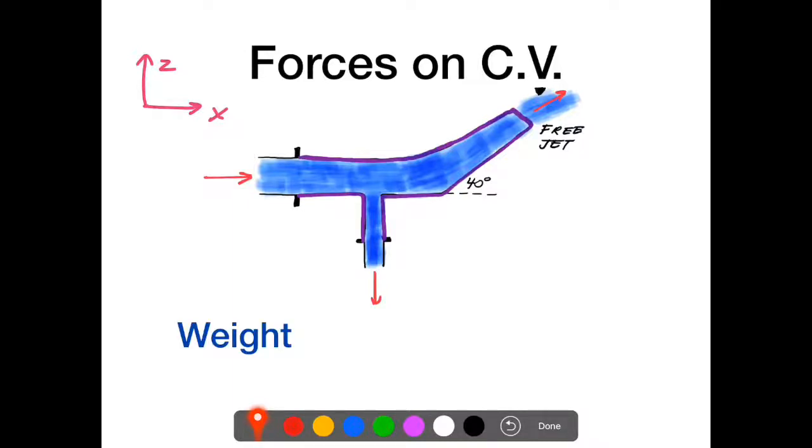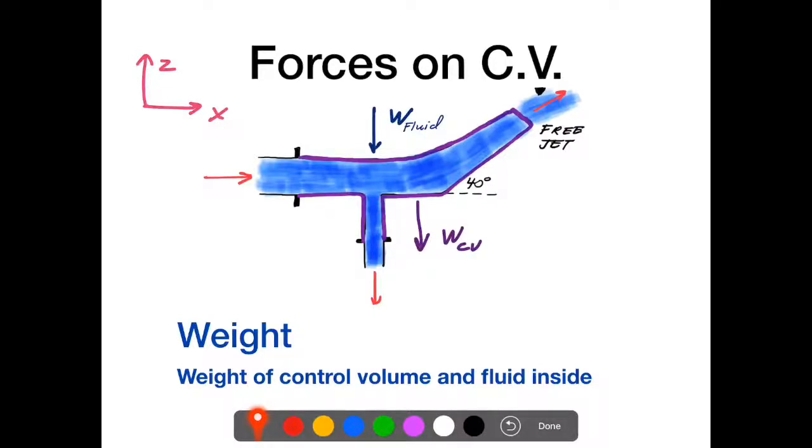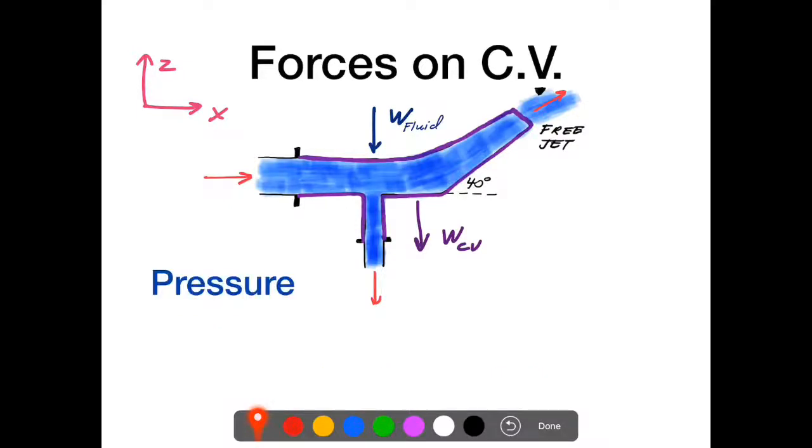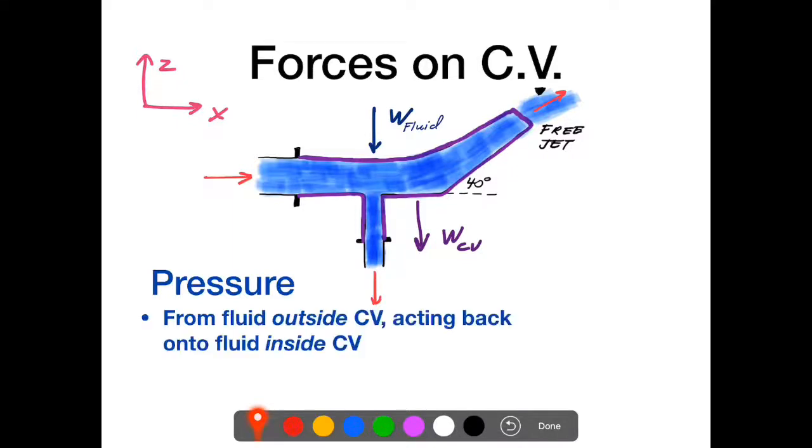We're going to think about the weight. So the weight includes the control volume and the fluid inside. And obviously that's going to be acting in the downward direction. So I'll add those in as forces there. The other forces that we include on these control volumes, typically for these pipe problems, are the pressure. And the pressure is a little bit tricky, but I'll walk you through it here.